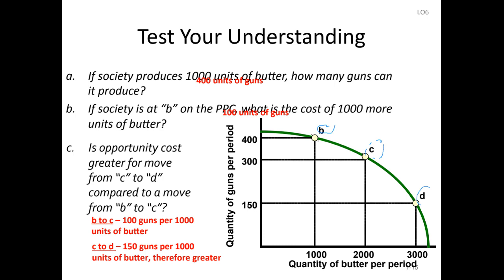All points that are on the frontier are efficient points, so not only B, C, and D. All points that lie on this frontier are efficient points. Why am I saying efficient? That is, productive efficient. So the production at point B, production at point C, production at point D.